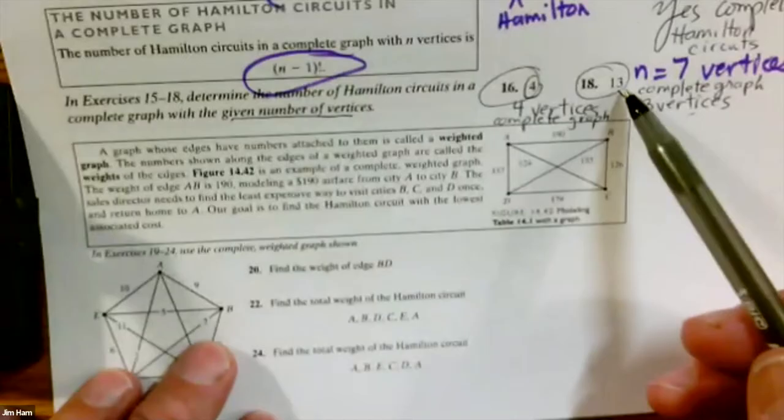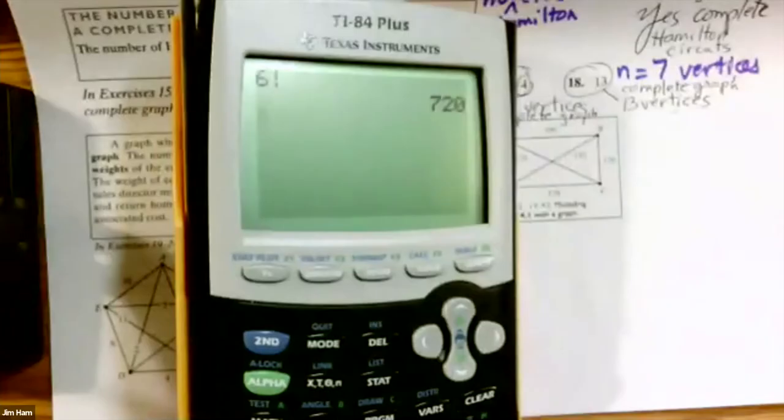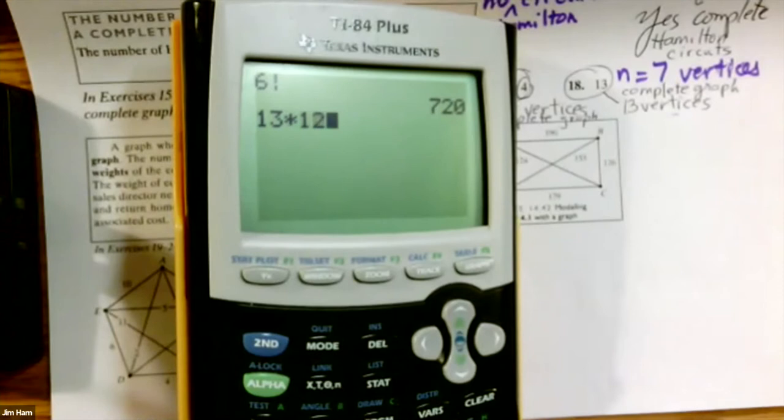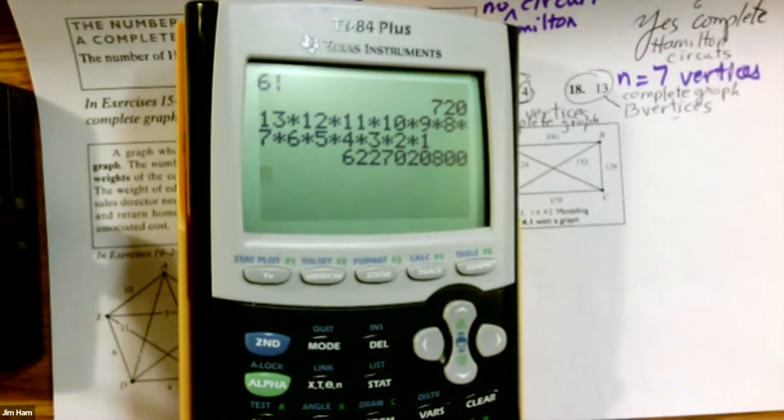Now imagine that you had a complete graph that had 13 vertices and there was an edge from every one of those 13 vertices to the other 12 vertices. Doesn't matter where you started. You can go ahead and enter your answer in the chat. So if you just took 13 times 12 times 11 times 10 times 9 times 8 times 7 times 6 times 5 times 4 times 3 times 2 times 1, there's the number that you all, hold on here.